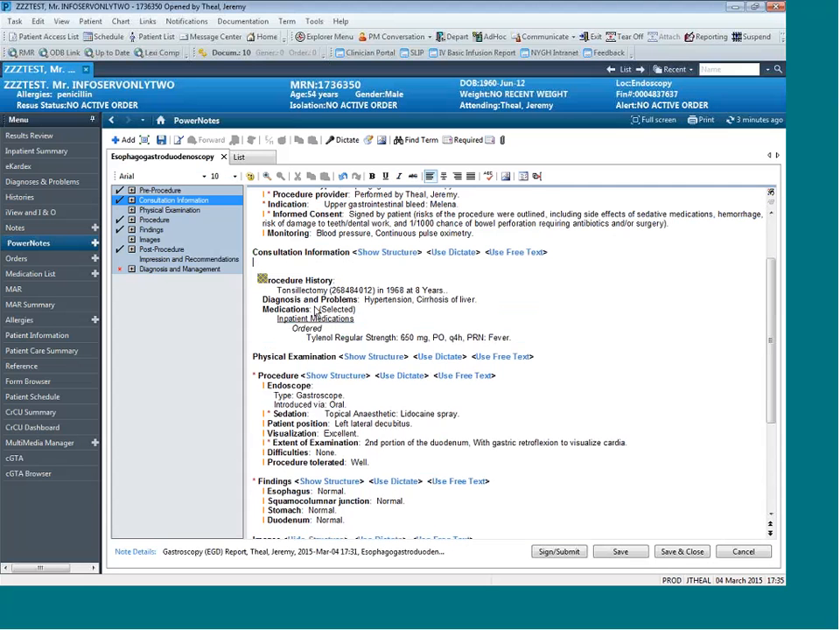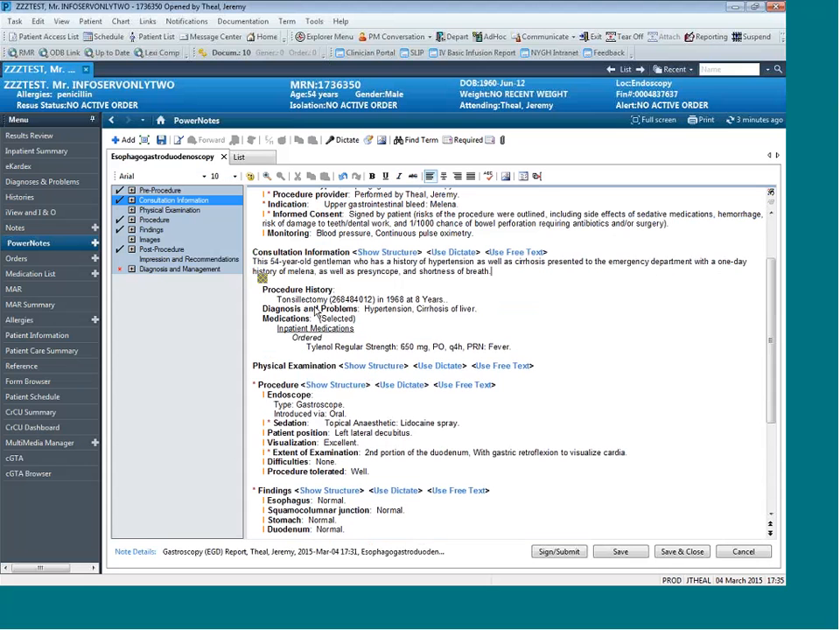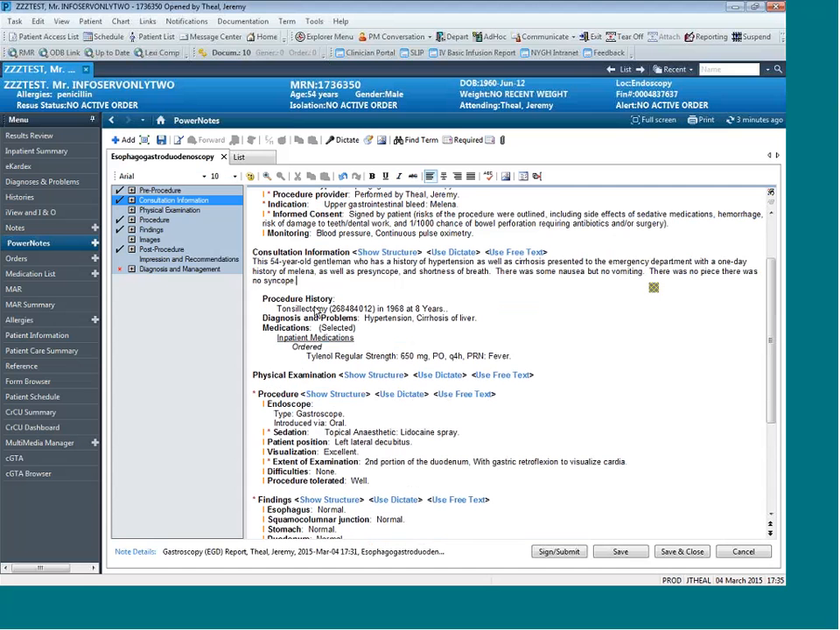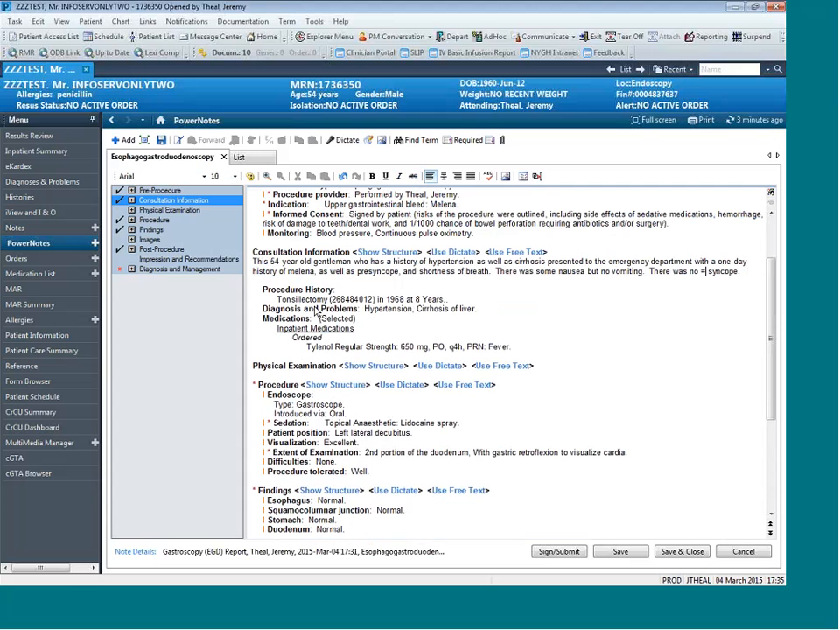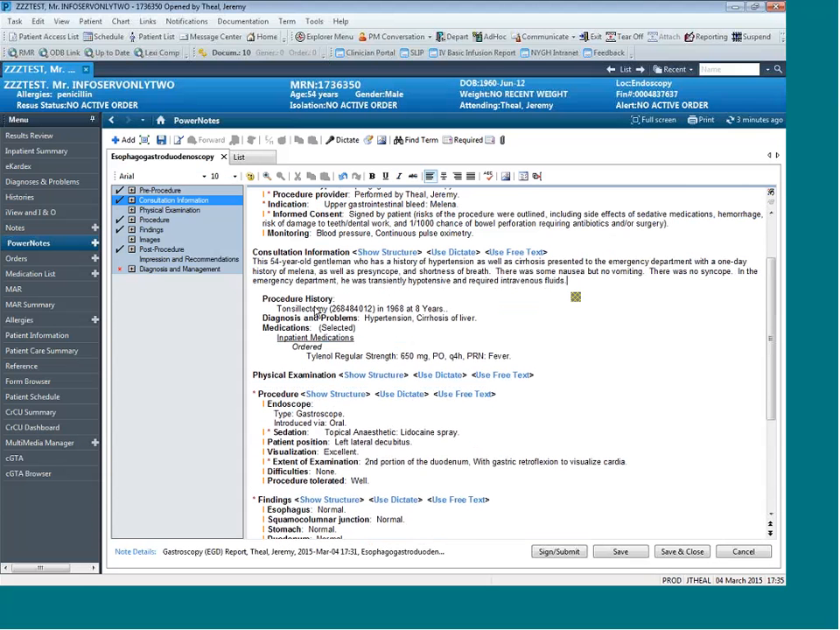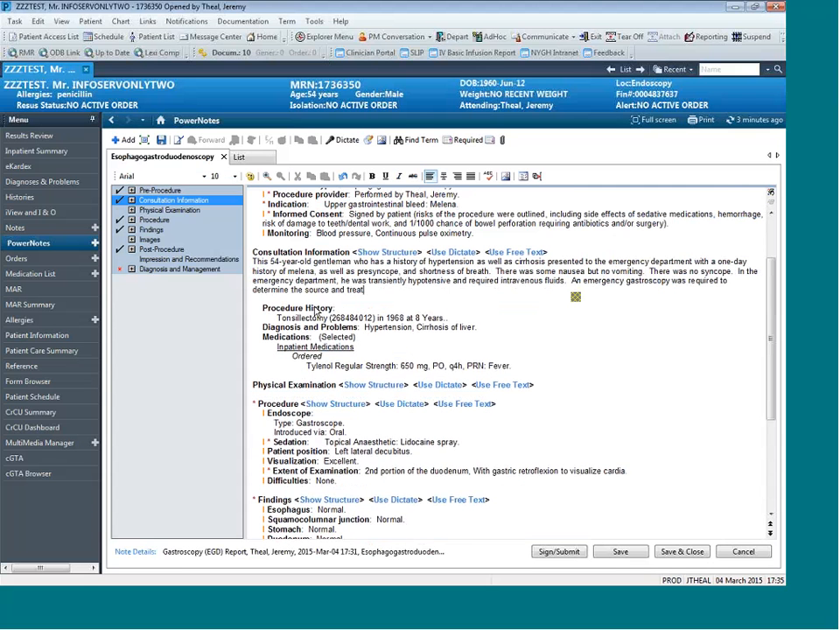This 54-year-old gentleman who has a history of hypertension as well as cirrhosis presented to the emergency department with a one-day history of melena, as well as pre-syncope and shortness of breath. There was some nausea but no vomiting. There was no syncope. In the emergency department, he was transiently hypotensive and required intravenous fluids. An emergency gastroscopy was required to determine the source and treat upper GI bleeding.